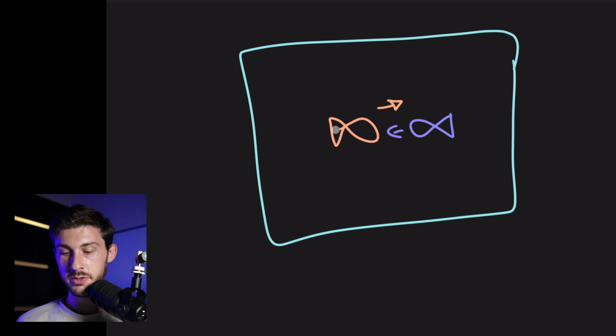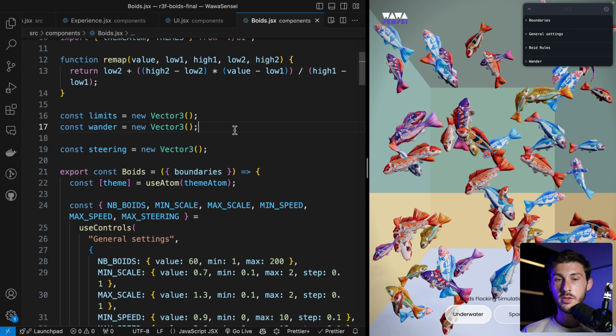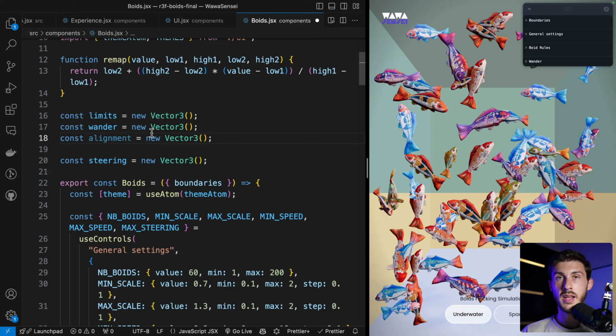We will take the velocity of all the different fishes within a radius around us, and the further it is to us, the less it will impact us, but the closer it is, the more it will impact us, and we'll go into an average direction. So both of them will try to go into the same direction. We can create a new force, we'll name it alignment.